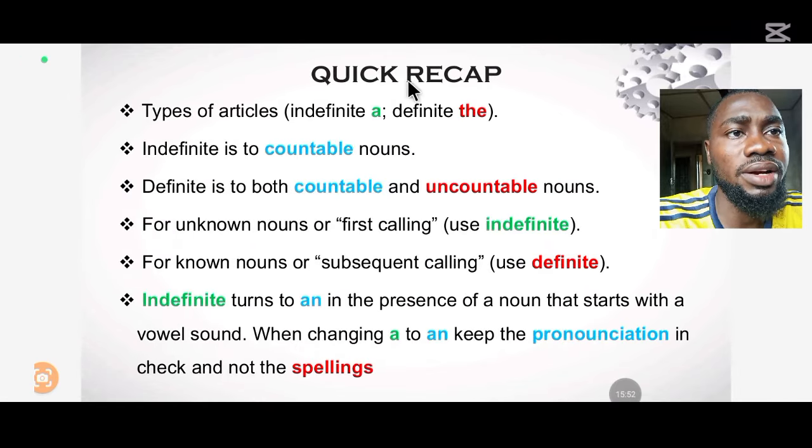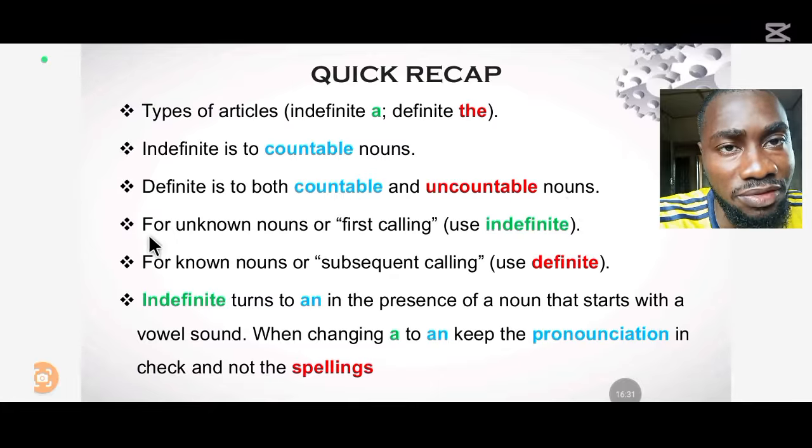Alright, a quick recap of the lecture. Types of article. We have the indefinite article, which is "a", and also "an" when you convert due to the first syllable having a vowel sound. We also have the definite article, which is "the". Remember, articles are used to denote general and specific. The indefinite article is for countable nouns, while the definite article is for both countable and uncountable nouns.